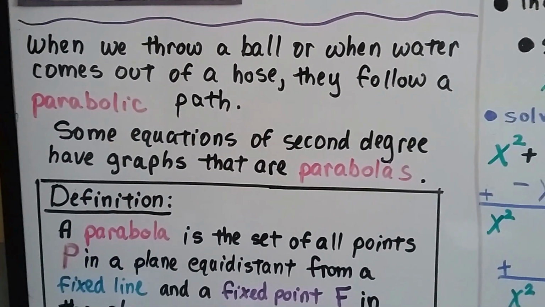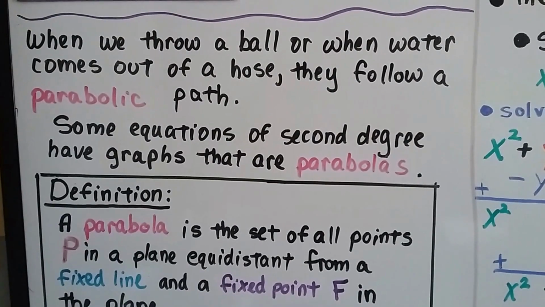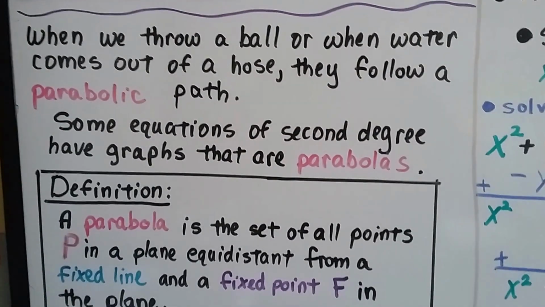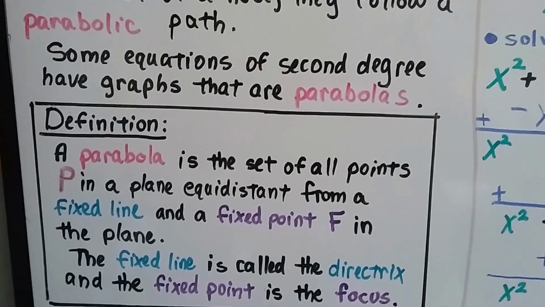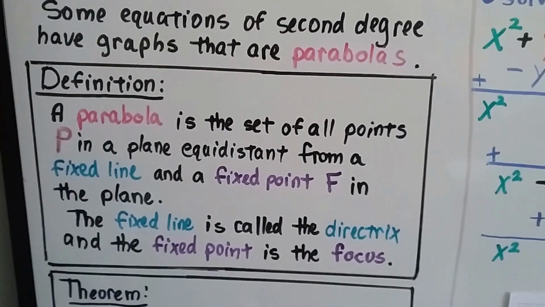When we throw a ball or when water comes out of a hose, they follow a parabolic path. They arc, don't they? And some equations of second degree graph as parabolas.